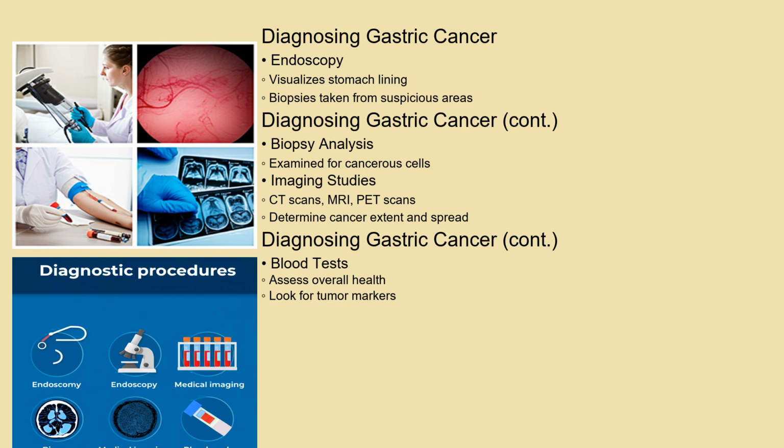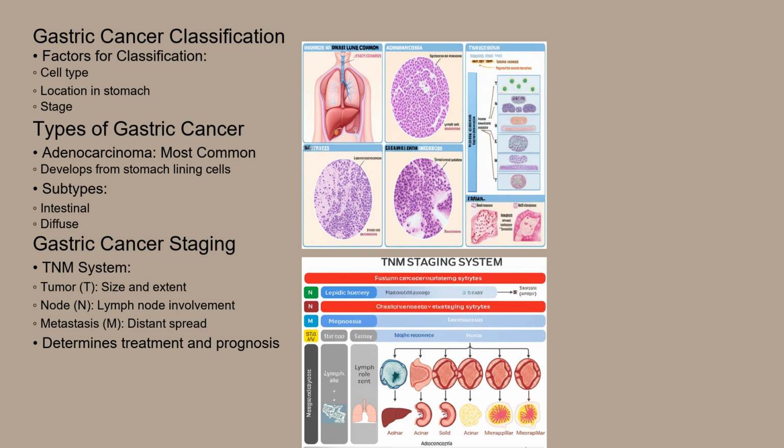Blood tests may also be performed to assess overall health and to look for tumor markers, which are substances released by cancer cells. Gastric cancer is classified based on several factors, including the type of cancer cell, its location in the stomach, and its stage. The most common type of gastric cancer is adenocarcinoma, which develops from the cells that line the stomach. There are different subtypes of adenocarcinoma, such as intestinal and diffuse types, which have different growth patterns and prognosis. The staging of gastric cancer, using the TNM system, tumor, node, metastasis, is crucial for determining the appropriate treatment and predicting the outcome. The stage describes the size and extent of the primary tumor, whether the cancer has spread to nearby lymph nodes, and whether it has metastasized to distant organs.